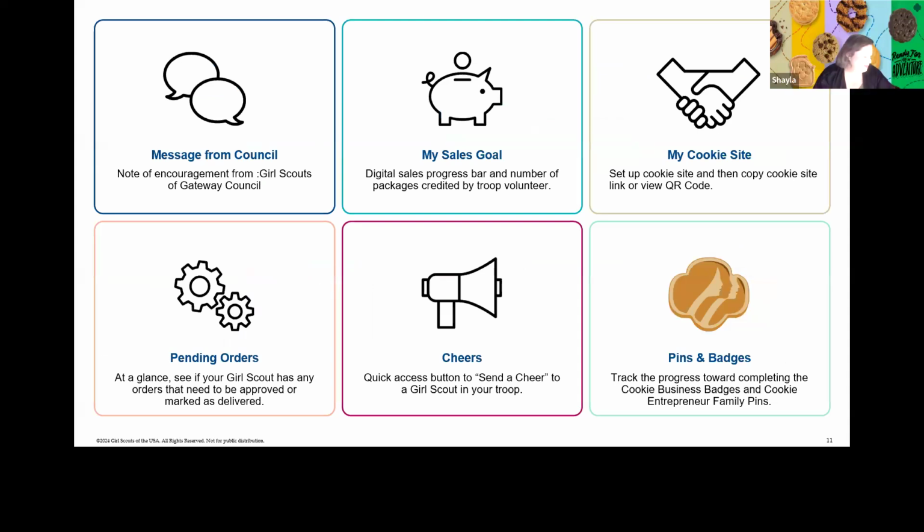All right. So once you log into Digital Cookie, you will arrive to this homepage. You have 7 different sections in this homepage that will help support your Girl Scouts digital cookie sales. The first is a message from council. It will be a note of encouragement from us as they get ready for the sale. Then is a My Sales goal.